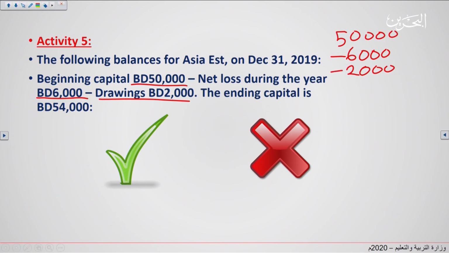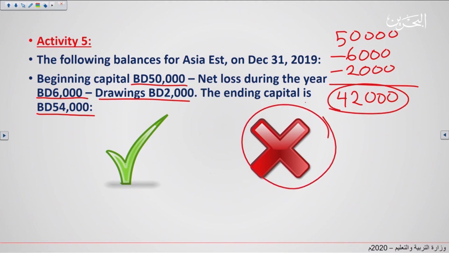Now, in this statement, they give us the ending capital equal to 54,000 BD. Now, let's solve this question to see if the answer is correct or not. I have beginning capital 50,000 BD and net loss 6,000 BD and drawings equal to 2,000 BD. If I calculate the ending capital, I will get 42,000 BD. Now let's check the answer. It is definitely wrong because this is the correct ending capital. So the answer is wrong, and this is the right answer.